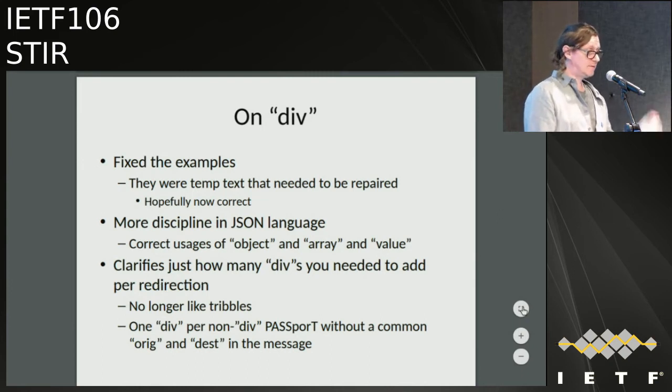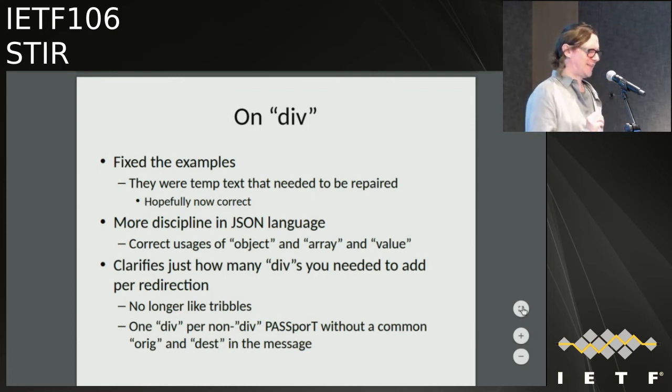On div, I fixed the examples. We had some temp examples in there that really needed to be repaired. They are hopefully now correct. They are hot from an actual implementation that hopefully is working. There's a bit more discipline in the JSON language. This is something Adam pointed out, that there was really sloppy usage of what arrays and values and elements and things like that were. So I tried to put in stricter language that is correct to how you're supposed to talk about JSON.